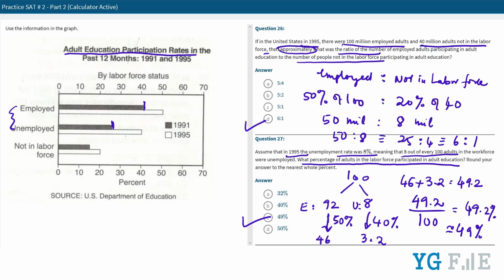So we have to be very careful, because when we have two very close options, we are tempted to redo the problem and make sure that we have not made a mistake. Be sure to double check your work, because we don't want to lose points on such easy problems. So 49.2 is 49%, and therefore option C is the correct answer.